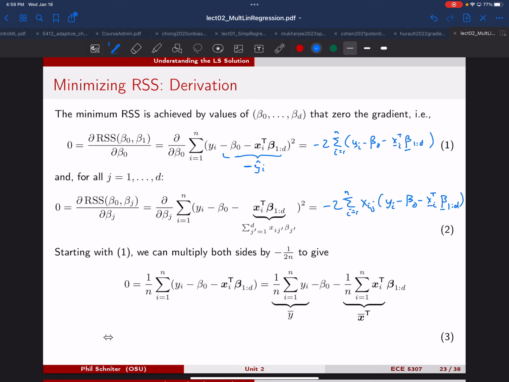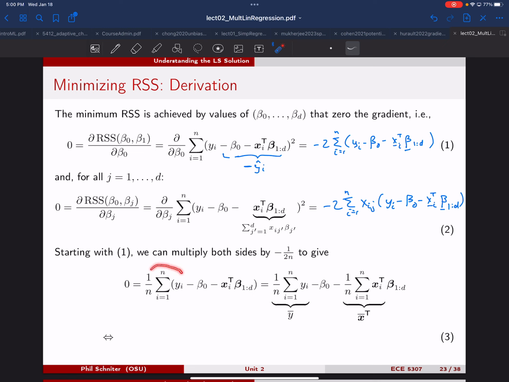Okay, so now we have these expressions, we need to simplify them a little bit. Like we did last time, we're going to get rid of the minus 2 by multiplying both sides of this equation by minus 1 over 2n. That's going to change this minus 2 into 1 over n, and that's going to give us this expression here. Next, we can do some simplifications.